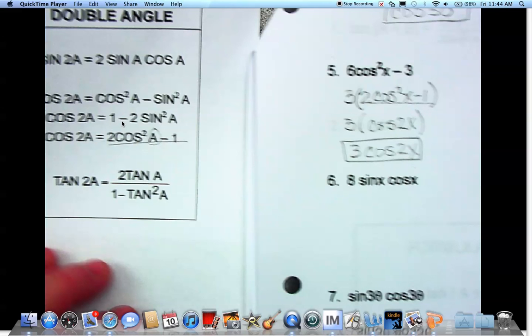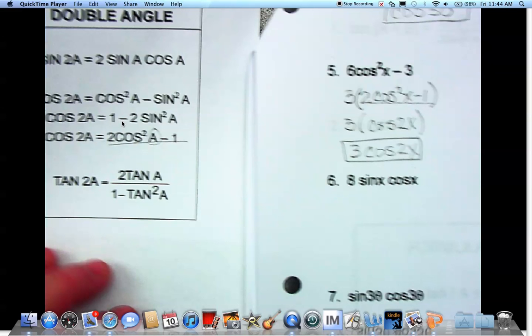And now we have to do the same for cosine. There are 3 choices. Let's use the first one though: cosine squared theta minus sine squared theta. This is a lot easier because when you have that 1 minus, you're going to have to get a common denominator. This one you don't have to.